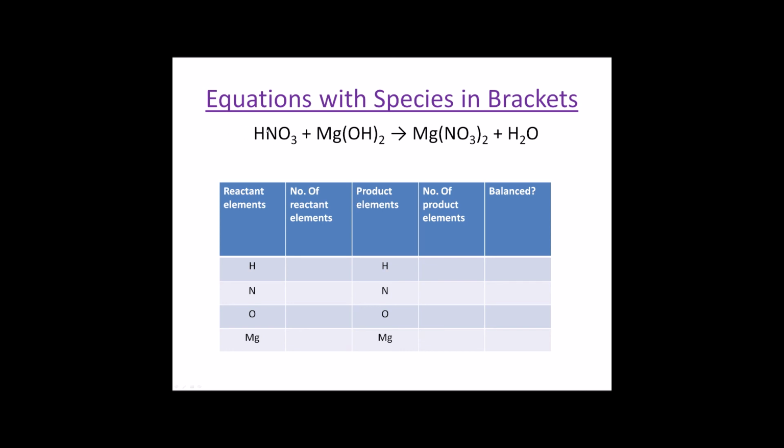So we've got one hydrogen here, but we've got two hydrogens here because we've got two lots of the OH. So we've got 2 plus 1, 3 hydrogens on the left hand side. On the right hand side, there's no hydrogen in the magnesium nitrate, but there is in the water, H2O, so we've got 2 hydrogens there, not balanced. Next up, nitrogen. We've got 1 nitrogen here in the HNO3, but we've got 2 nitrogens here because we've got 2 lots of NO3. So 1, 2, not balanced.